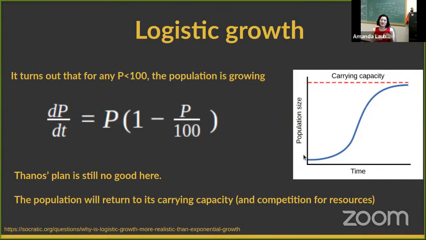And that's what you're going to find for any population lower than 100 that still exists. And Thanos' plan is still no good here. When he snaps the population down to half of its carrying capacity, it's actually going to be in this region where it can grow very quickly and recover and head back to this period where people are competing for resources and potentially dying because of it.